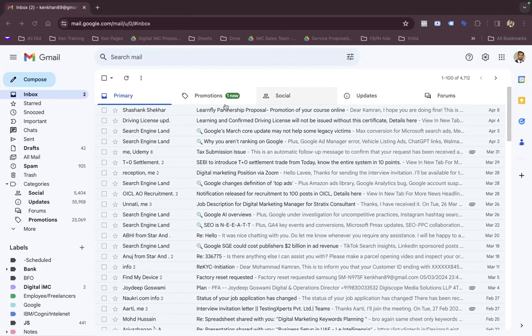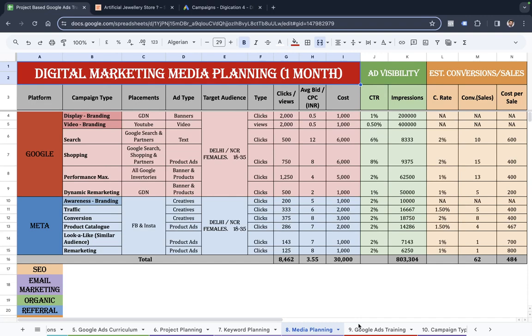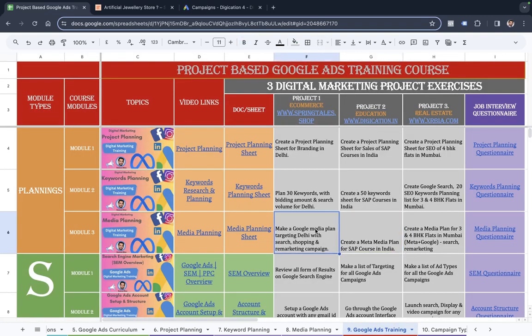Now, people who are thinking about doing this practical training course, or who are really getting interested in making the media plan, what I want you to do is first make a media plan for project number one, which is an e-commerce store. We are talking about springtails.shop only, the one that we have discussed so far. This time, make a media plan targeting Delhi with search, shopping, and remarketing campaigns. If you want, you can add a couple more campaigns over here. It's totally up to you, but it's required that you make the media plan by yourself. It's highly needed if you are thinking about becoming a digital marketing executive.